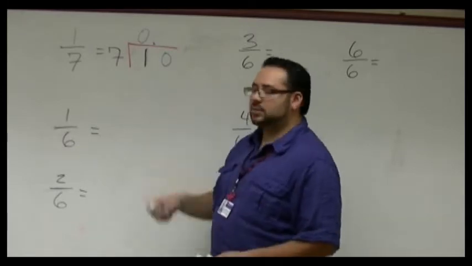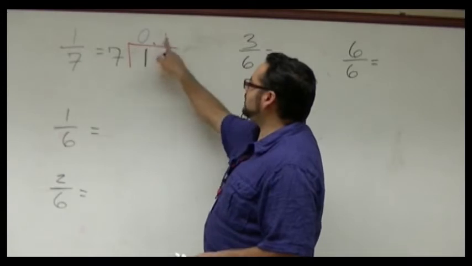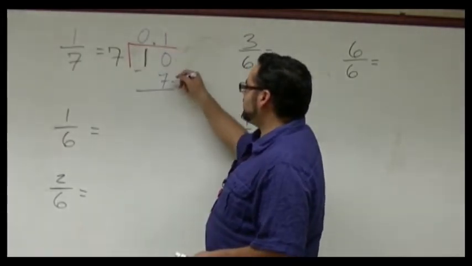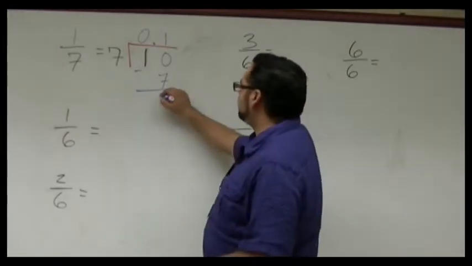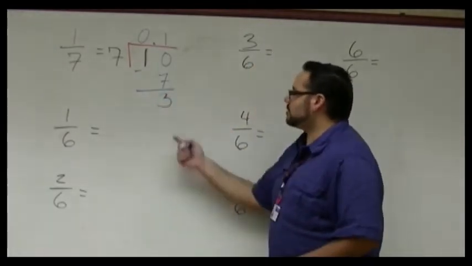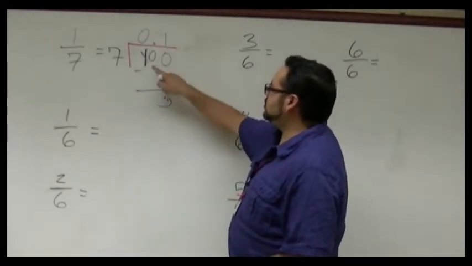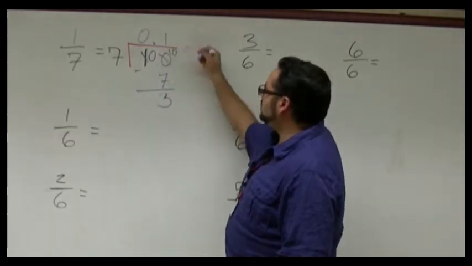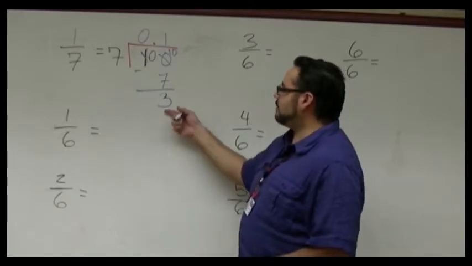So can 7 go into 10? Yes, one time. I put a 1 right here, and 7 times 1 is 7. Now I do my subtraction. 10 minus 7, I can regroup or just count, is 3. If you wanted to regroup, you make that 1 a 0 because you borrow 1 from it, and then that 0 becomes a 10. So 10 minus 7 is 3, same operation. Now you have a remainder of 3.